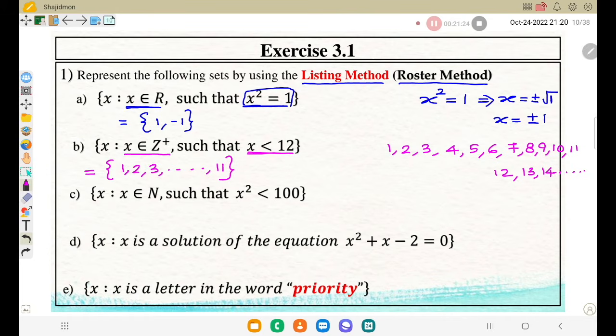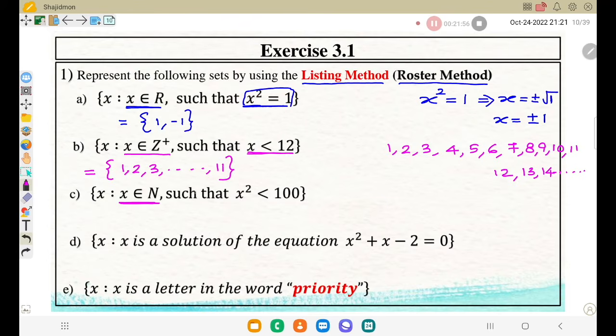Now question number C: set of all x such that x belongs to N and such that x square should be less than 100. X should be a natural number. Okay, I will show it here on the next page. X belongs to N, correct? X belongs to N means the natural numbers: 1, 2, 3, 4, 5, 6, 7, 8, 9, 10, 11, like this it is going, correct?